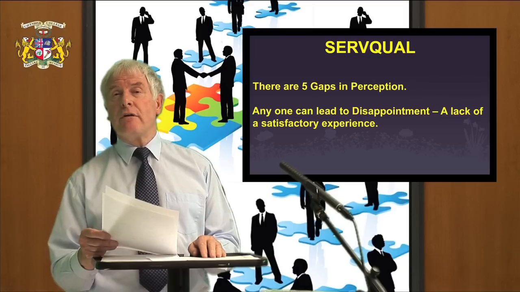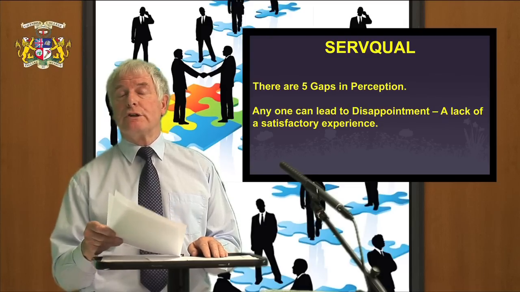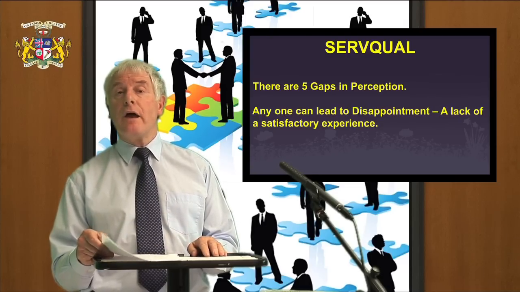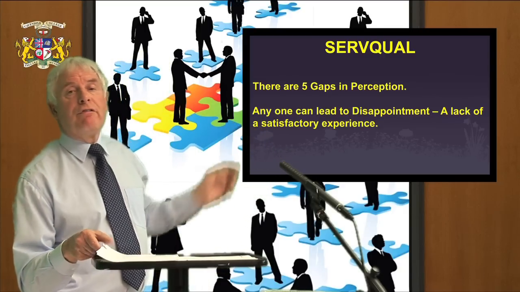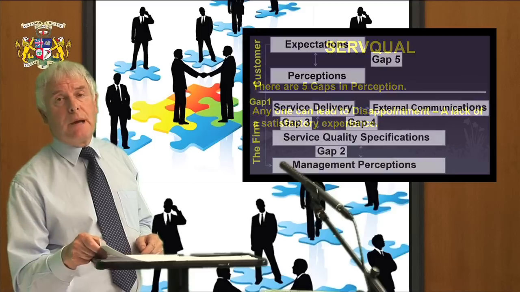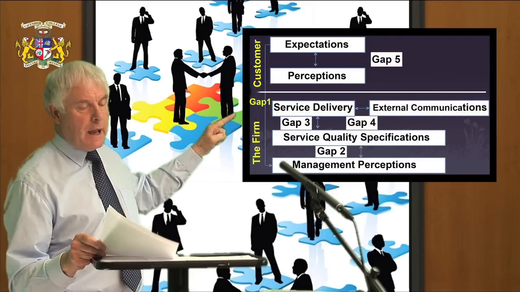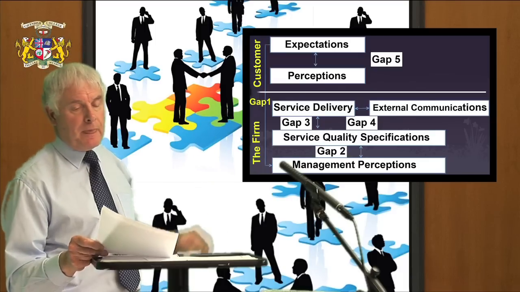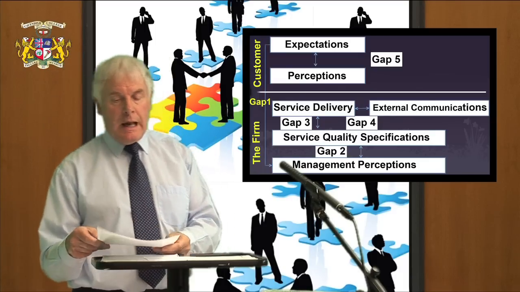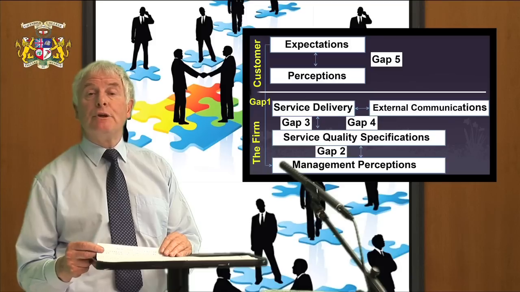So this is an area that is very much subjective, and as I say, work has been done to try to identify this area. So I'm going to cover the SERVQUAL model. There are 5 gaps in perception, 5 potential gaps. So if we look at gap 1, you see here between the customer and the company, the firm. This is called the customer expectations and management perceptions gap.